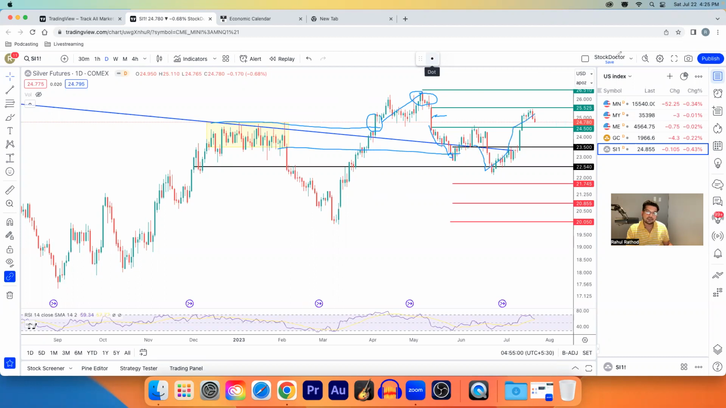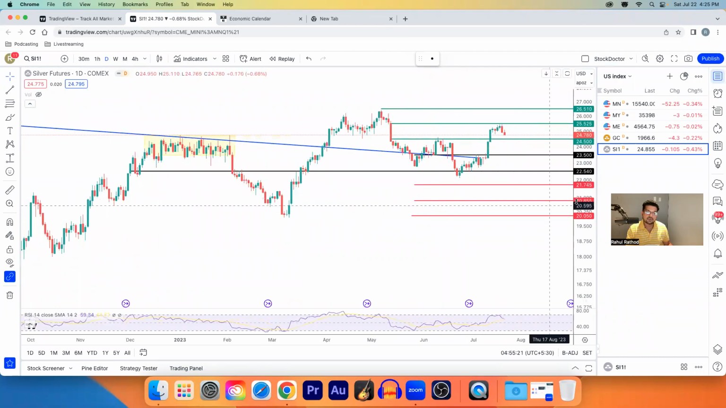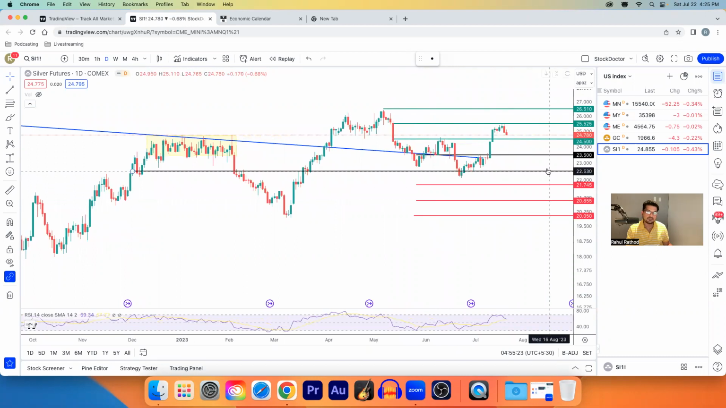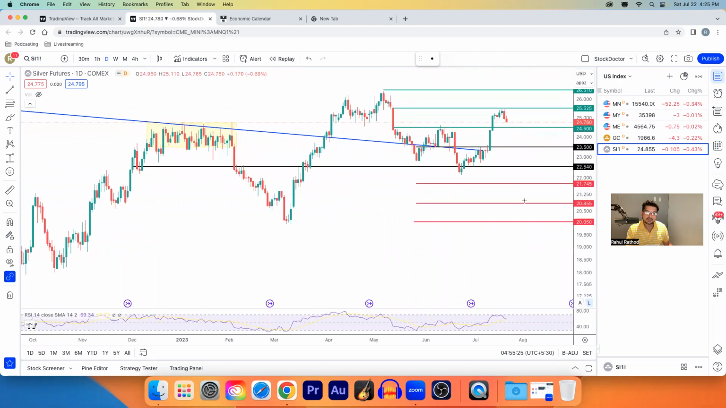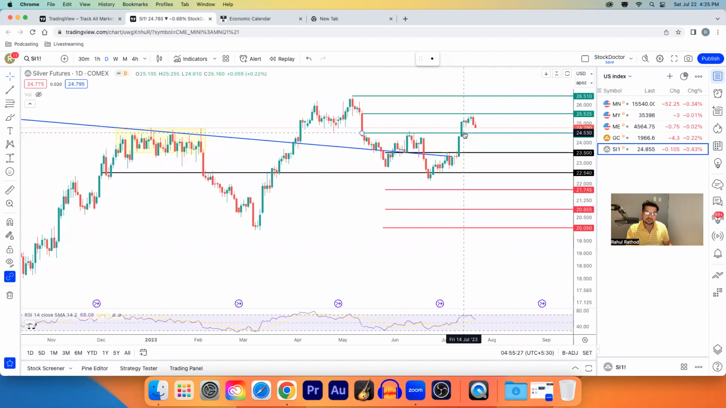So it looks like the long term support level I mentioned to you guys in many videos, 22.50, is a very crucial number. If it doesn't break 22.50 and stays above this level, there is a possibility that silver wants to go up more. So what are those levels? We gave the targets, these two green lines, 24.50 and 25.50.